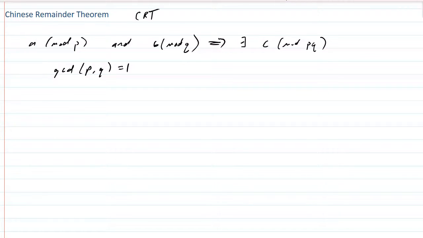Now the question is, how do we find that C? So that's what I'm going to be going over right now. So let's think about it a little bit.